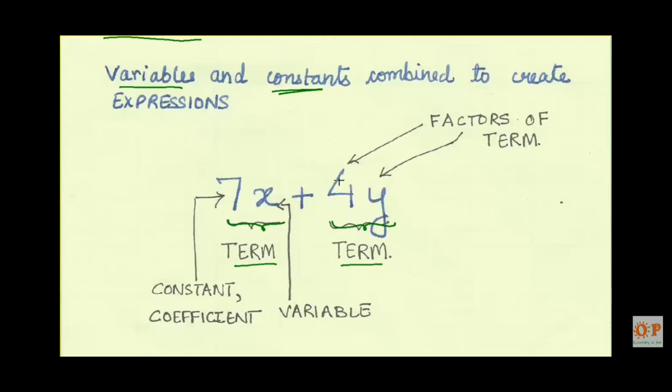Now, if you look at the terms individually, you can see that this is a constant and this is a variable. So these two are known as factors of the term 4y. And the factors are formed by multiplying variables and constants, or it could also be a variable multiplied by a variable. Okay? And as I mentioned, the number 4 and number 7, these are constants.